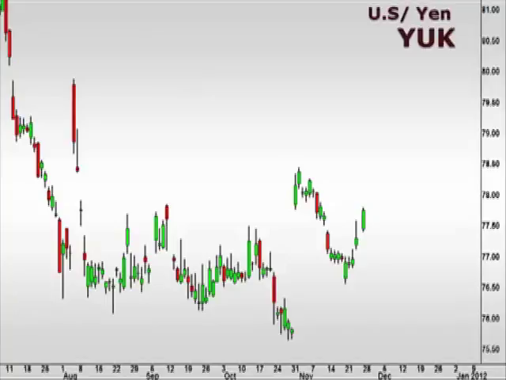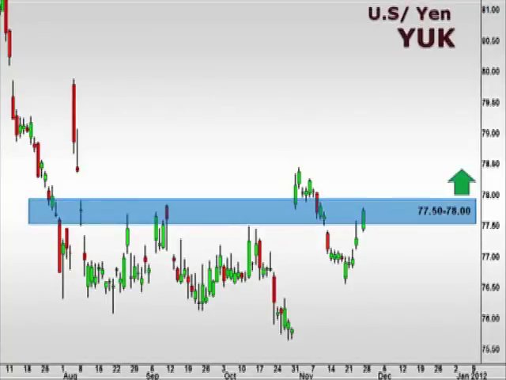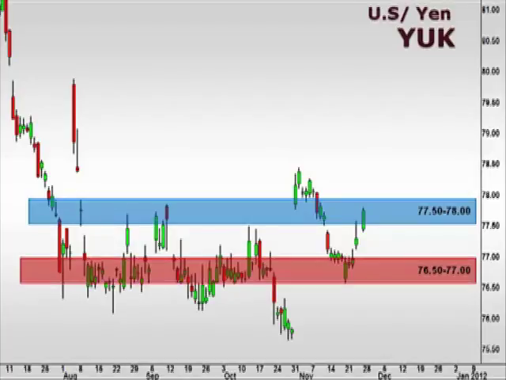Let's take a look at the YUK, the US dollar versus the Japanese yen. Well, the YUK traded into our 77.5, 78 target, and a break above 78 should signal a continuation higher. However, based on the range that the YUK has been in over the last several months, we are open to a retracement back down to the 77 level.